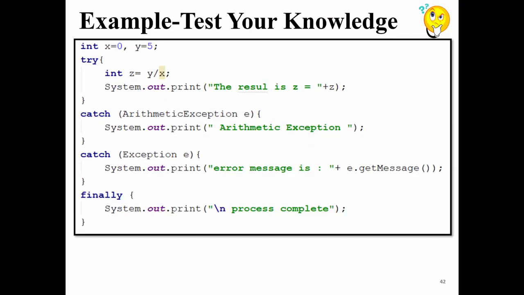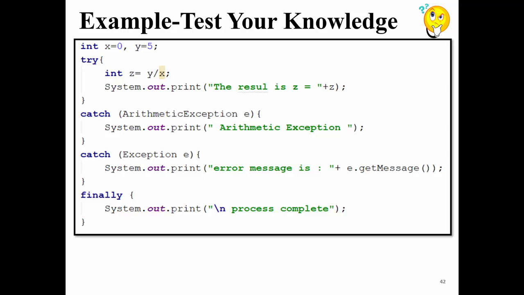What about this one? We have the try part, and then we have the catch ArithmeticException, and then we have a generic exception, and we have the finally part. What do you think would be executed in this one? Any suggestions? So we divide by 0, we will have an arithmetic exception, and what is next? That is the good thing: only one catch block will be executed.